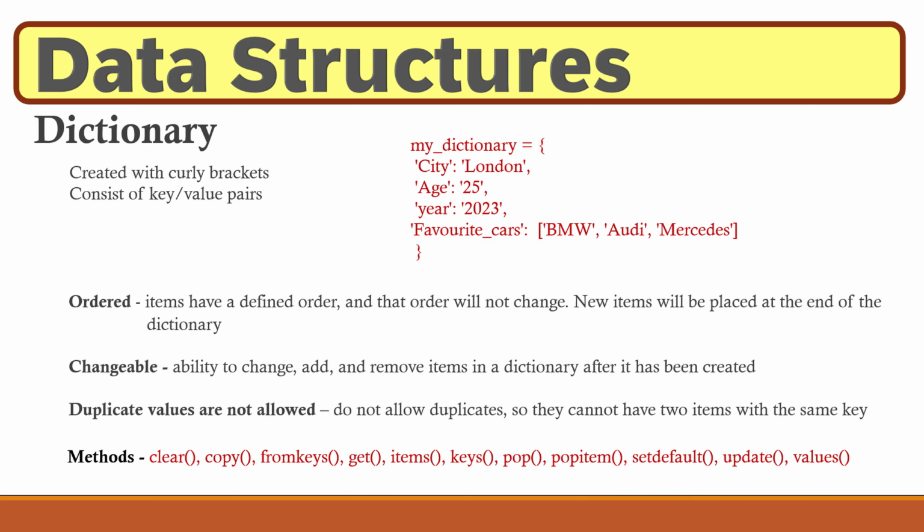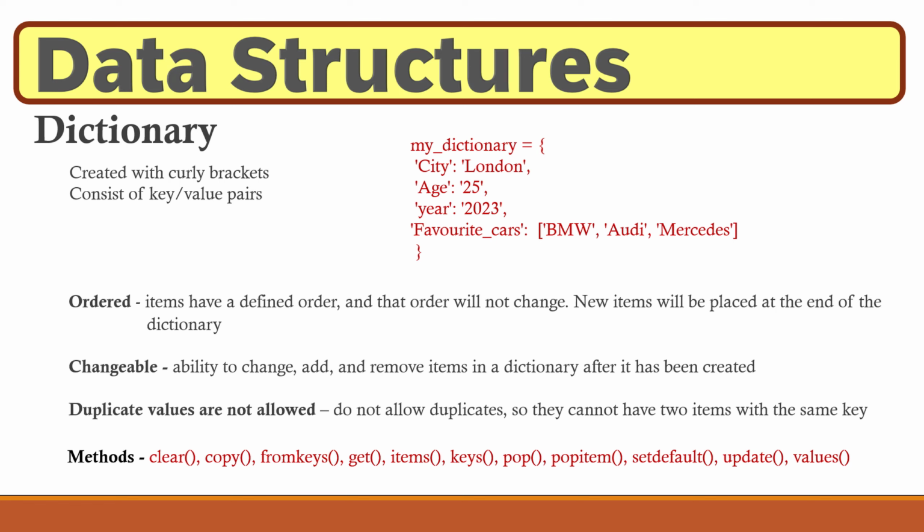And moving on to the methods. So what methods are supported by a dictionary? These are the ones listed in red. Clear will remove all the items from the dictionary. Copy will return a copy of the dictionary. From keys returns the specified keys and values. Get returns the value of a specified key, which is good to use as it does not return an error if the key does not exist. So your program can continue to run.